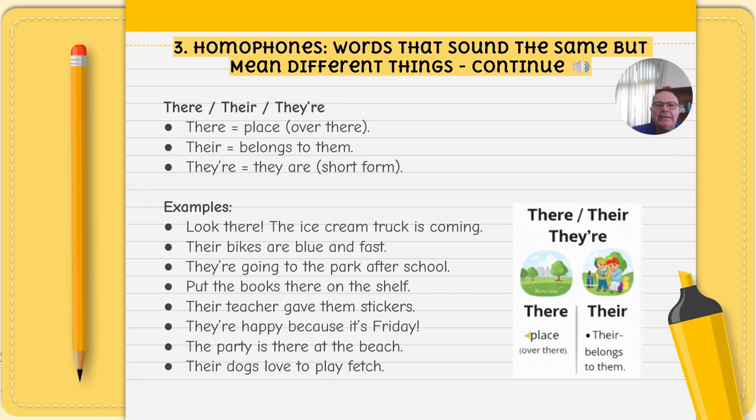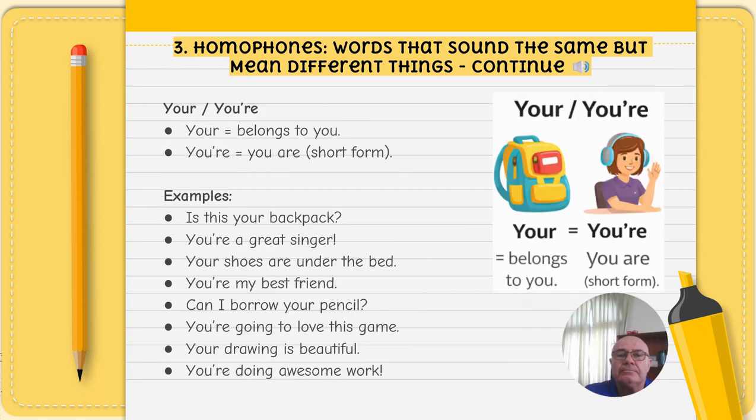Look there. The ice cream truck is coming. Their bikes are blue and fast. They're going to the park after school. Put the books there on the shelf. Their teacher gave them stickers. And so on and so on.